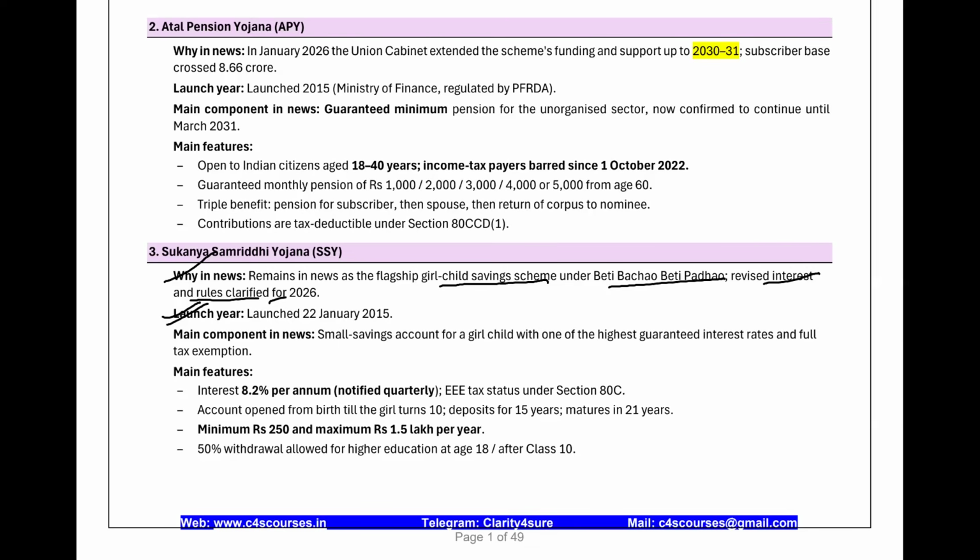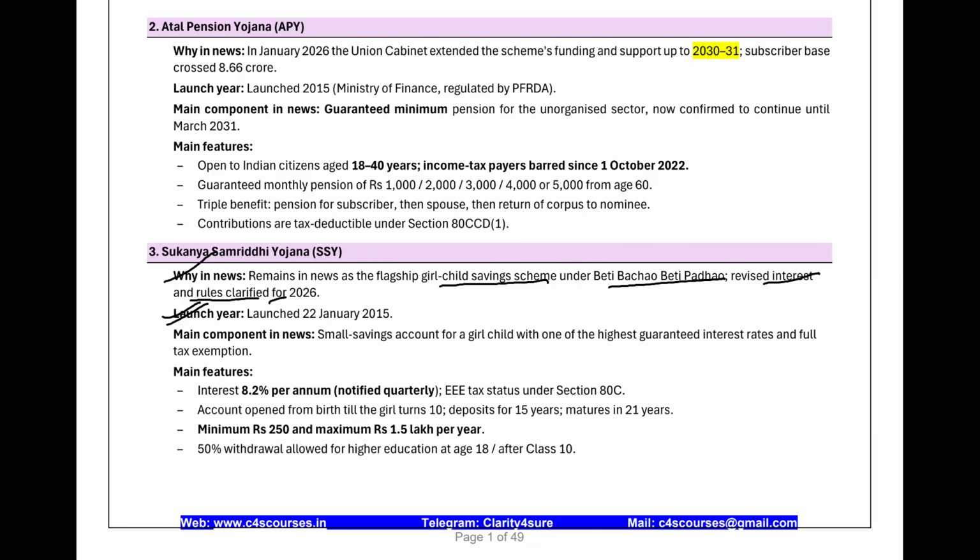जैसे NPS Vatsalya we have read. NPS Vatsalya का मतलब ये होता है for minor. So you can understand by the name as well. Sukanya Samriddhi, the scheme is for girl child. ठीक है? It is one of the highest small saving interest rates. ये याद रखना. This is the point that you can put in your descriptive answer writing also.